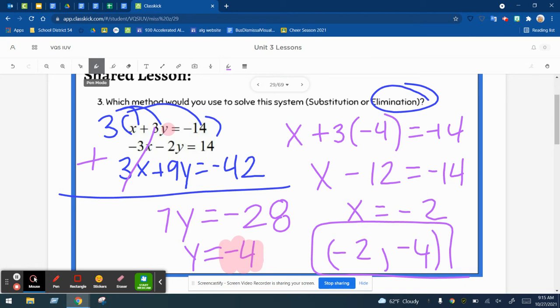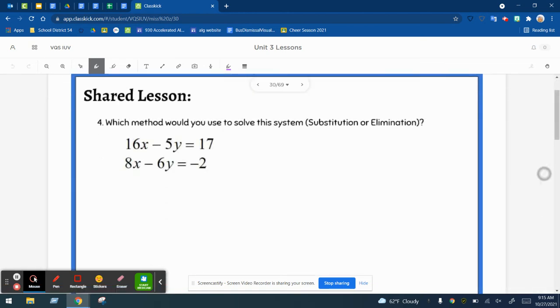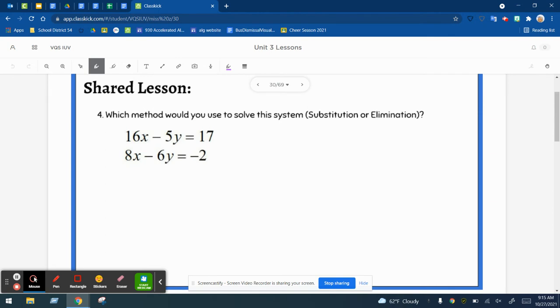So I think most of the time you're going to go with elimination. It's just going to make things a little bit easier when you don't have a variable by itself. Okay. Which method would I use here? Like I said in the last one, I think elimination is going to be our best bet.